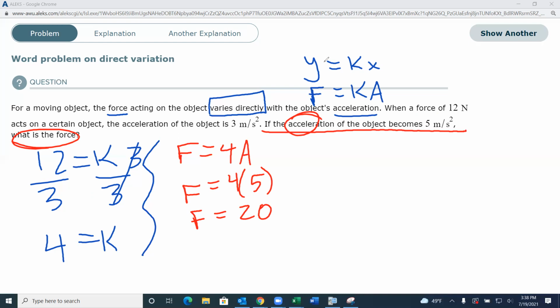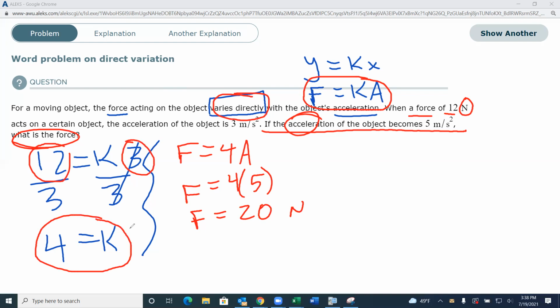Let's see. So the force is going to be 20 what? Well, the units of force a moment ago we saw were newtons, so 20 newtons. Okay, and that is how you do these. So you start with an equation because it's going to vary directly, because that's what the instructions say, and then you plug in the numbers that they give you so that you can solve for your constant of variation, your K. Then once you've got that, actually figure out the thing they want you to get. I like those kinds of problems.